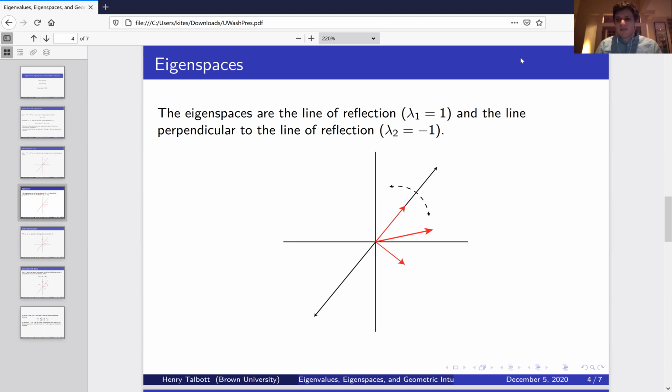On the other hand, if we have some vector perpendicular to the line of reflection, we can notice that it's flipped around to its negative. It reflects to its negative. Tv equals negative v. This shows that lambda 2 equals negative 1 is also an eigenvalue, and the eigenspace, E negative 1, is the line perpendicular to the line of reflection.